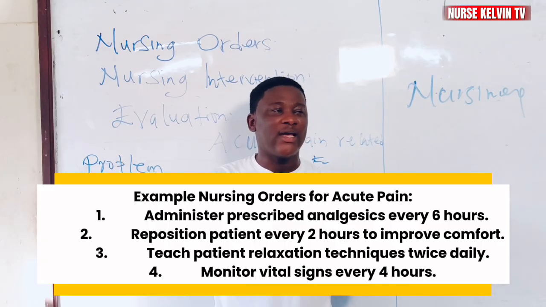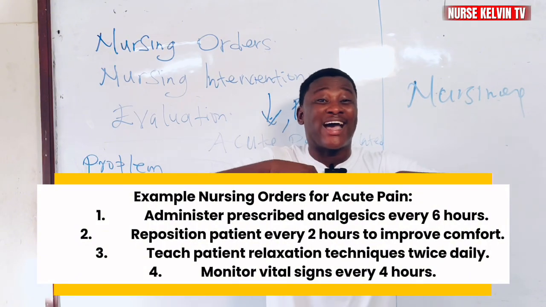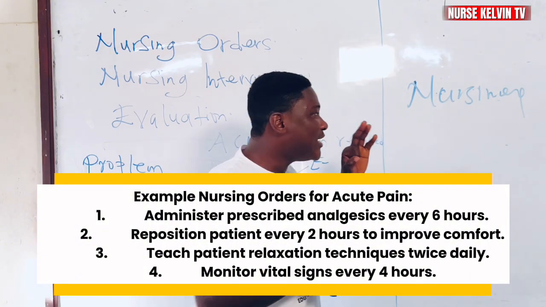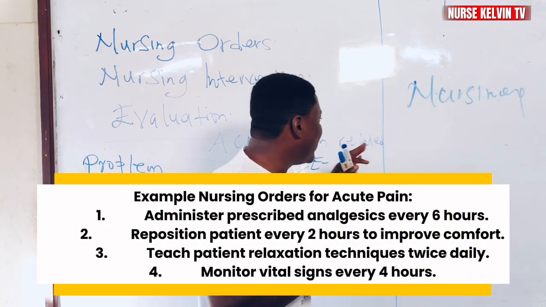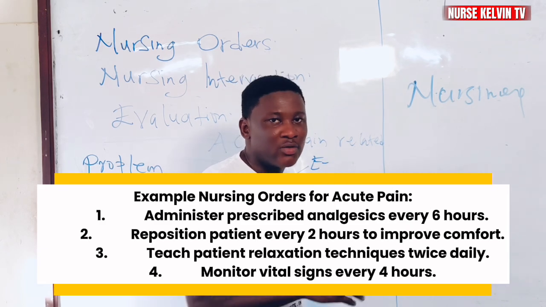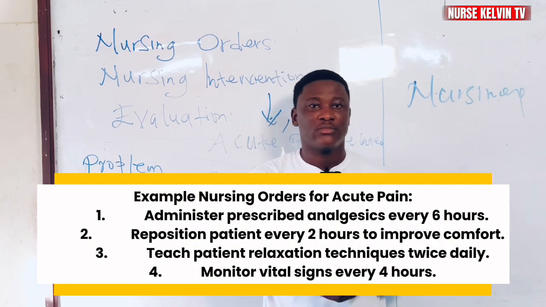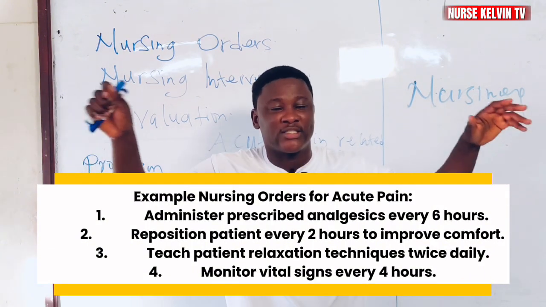Then the nursing orders will also tell you to check the vital signs. So until now, you have four things for acute pain related to inflammation. Now you have the nursing orders. That's how we get the nursing orders.